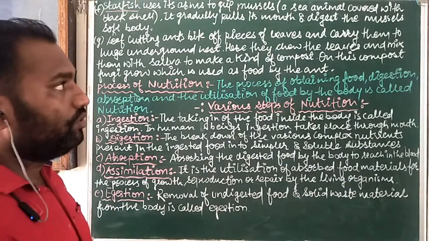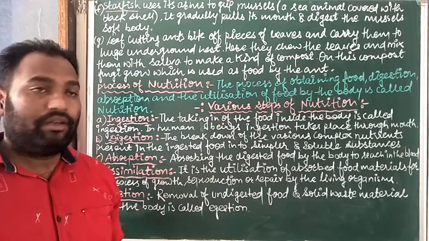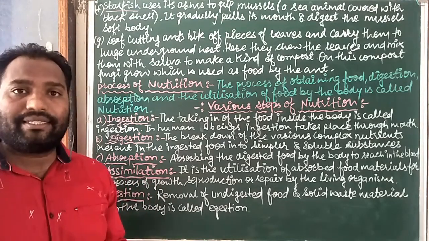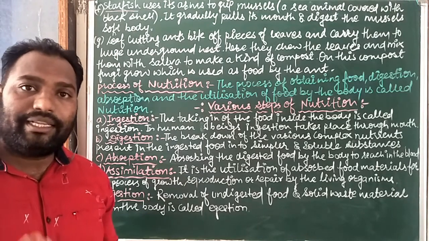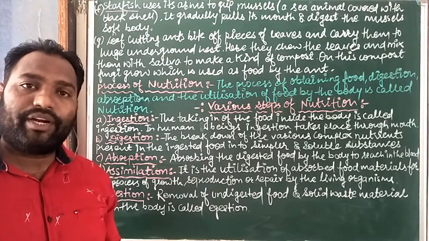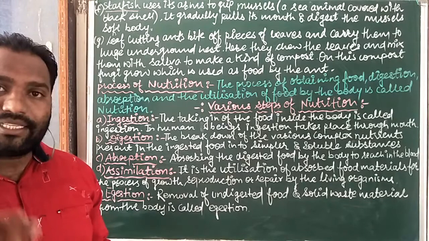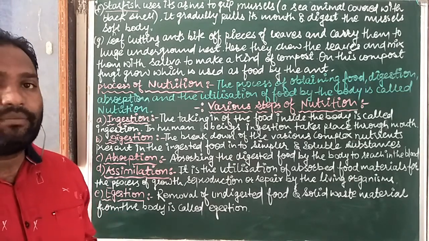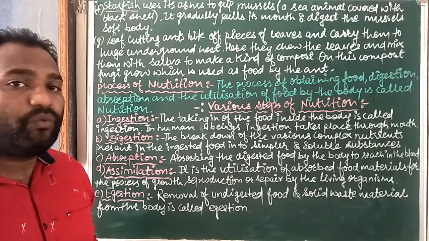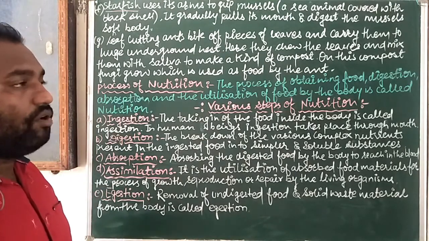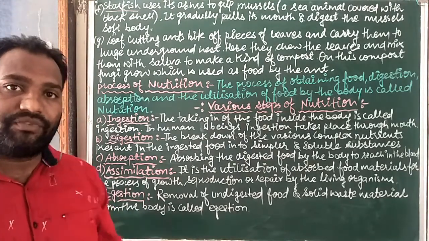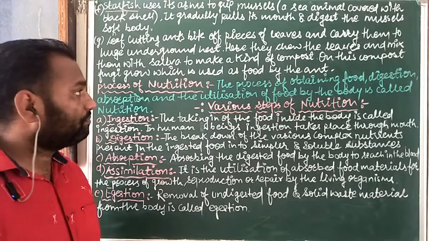So, understood. Here, leaf cutting ants change these leaves into small pieces and convert them into compost, and then this compost is a food for the ants. After that, they feed on the compost.